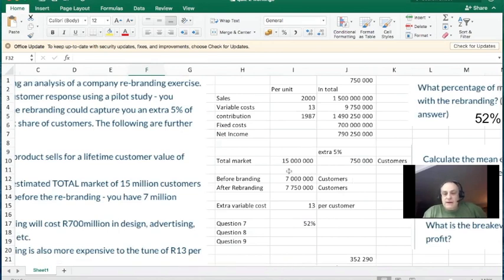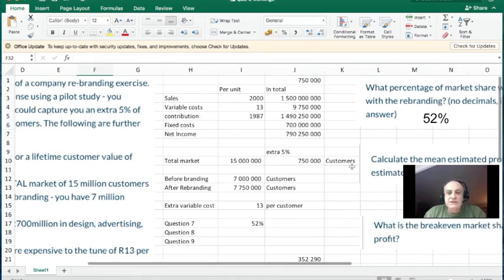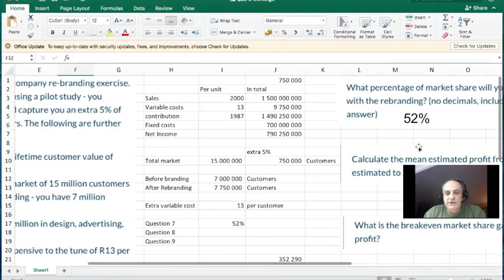And if we look at the market share, we're saying the total market is 15 million people. We might gain an extra 5%. That's what we're estimating. And 5% of 15 million is 750,000 customers. Okay. Now, some of you wrote this answer as 750 customers.